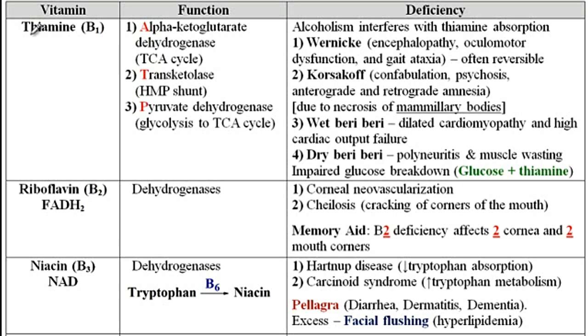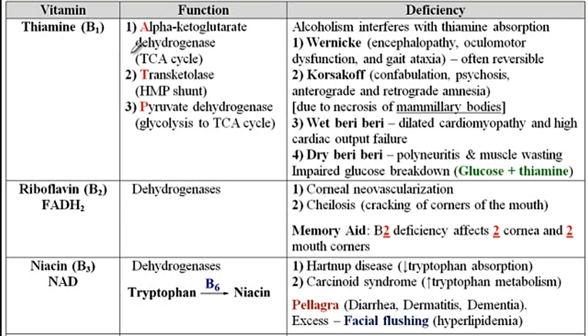So the first is vitamin B1 or thiamine, which is an important cofactor for the alpha-ketoglutarate dehydrogenase, which is used in the TCA cycle, transketolase, which is used in the HMP shunt, as well as the pyruvate dehydrogenase, which is important for shifting of the glycolysis into the TCA cycle.